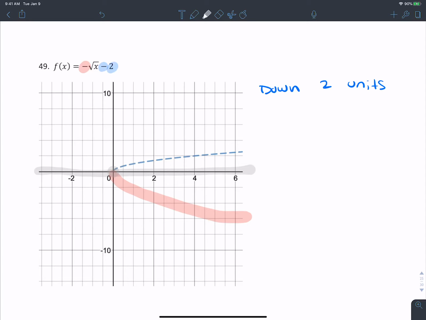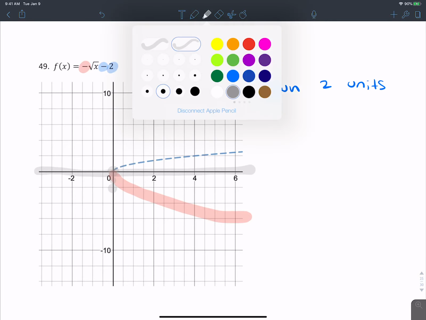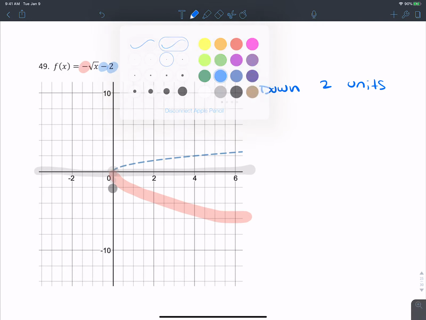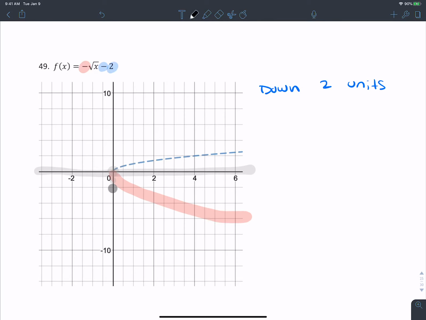From this origin, we're going to go down 2 units. So here's 1. Let's do this again. Here's 1, here's 2. So my new point is here, down 2. If you want to label that, we can, and that's at negative 2 now.